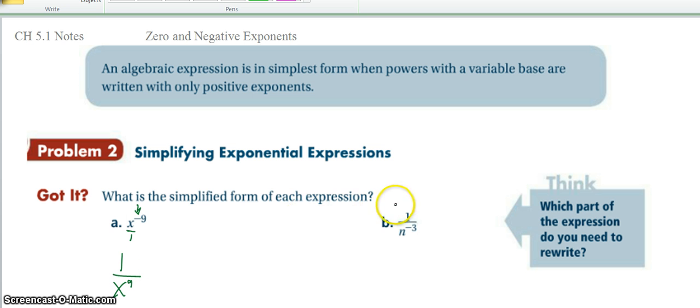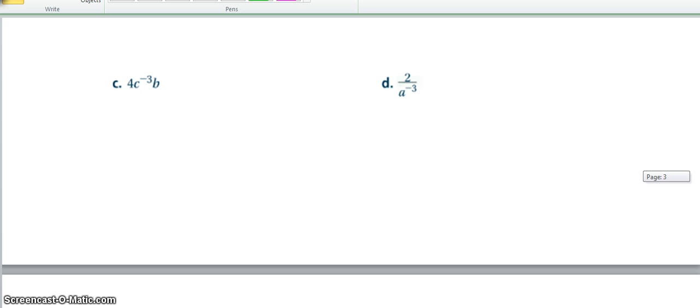So if this here is 1 over n to the negative 3, what do you think is going to happen here? That's right, it still does tell us to flip the whole thing, and this becomes n to the third. You can think of it being over 1, but that doesn't matter. It's kind of irrelevant at this point.